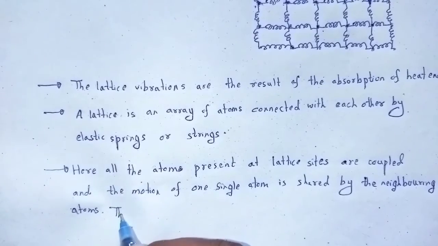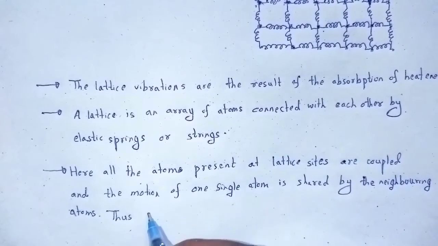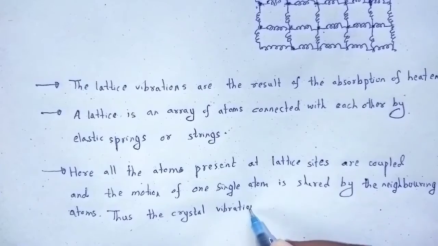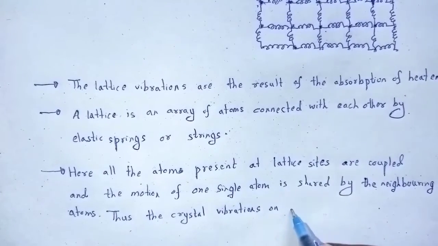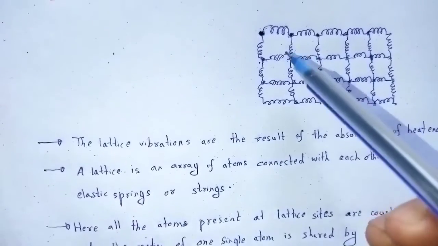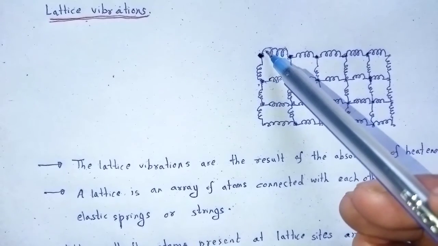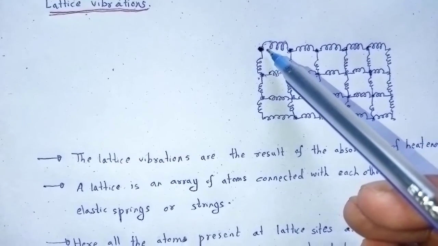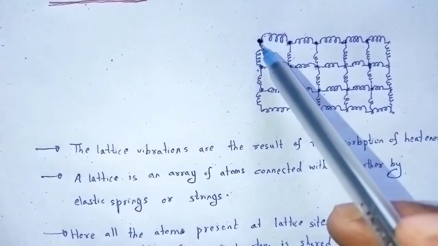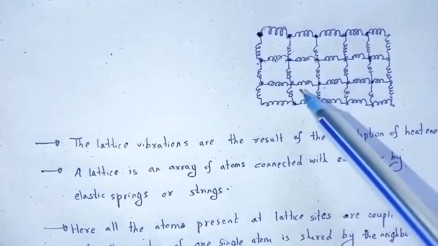As a result, the crystal vibrates as a whole; totally the crystal is vibrated. Above 0 Kelvin temperature, the atom vibrates. Due to that atom being interconnected with elastic springs, and one single atom being shared by the neighboring atoms, the vibration of a single atom results in the vibration of the entire crystal.